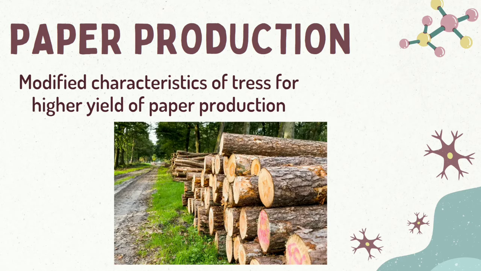Second, paper production. Modified characteristics of trees for higher yield of paper production. Examples are the poplar trees. Lignin is a complex polymer in trees that is removed from wood to make paper through the kraft process. Through inserting genes that code for ferulic acid in young poplar trees, the lignin structure is modified, making lignin easier to break down. So that is why paper production is increased.